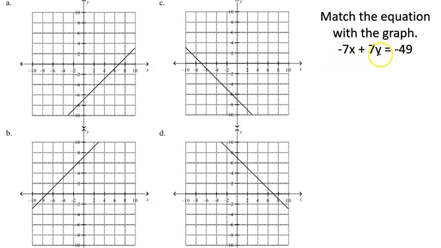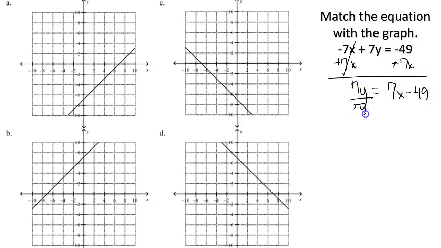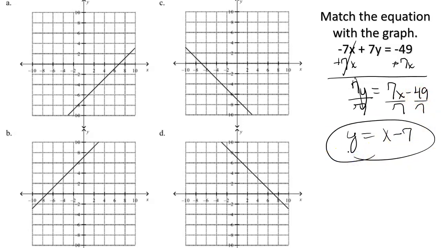I need to start by getting y by itself, so I'm going to move x. It's negative 7x, so I'm going to add 7x to both sides. Negative 7x and positive 7x make 0. So now I have 7y equals, x comes down first, then my y-intercept of negative 49. Now I'm going to divide all the way across. I get y equals 7 divided by 7 is 1, so I can write 1x, or I can just say x. Negative 49 divided by 7 is negative 7. So there is my equation, y equals x minus 7.